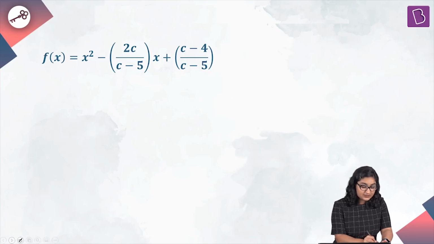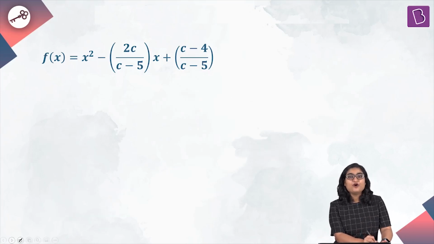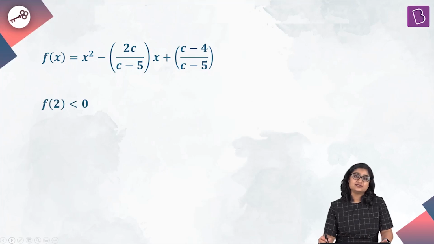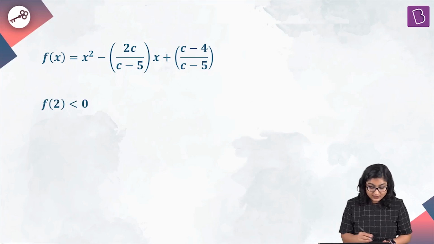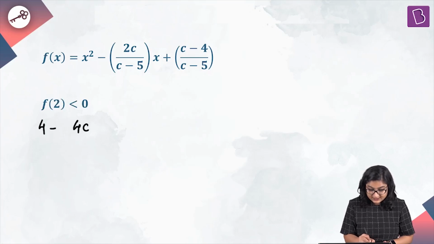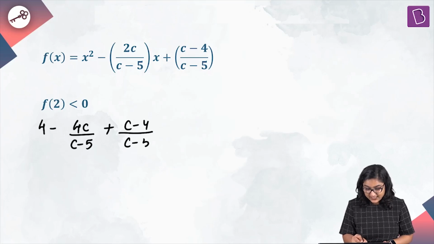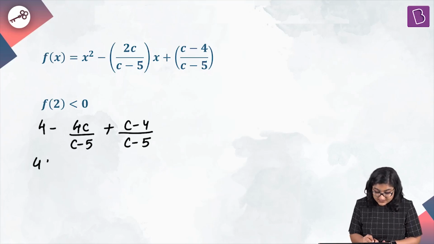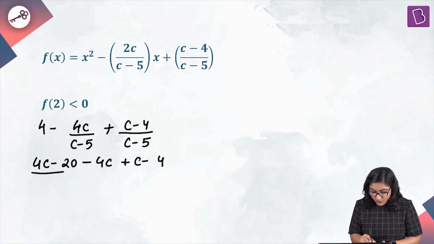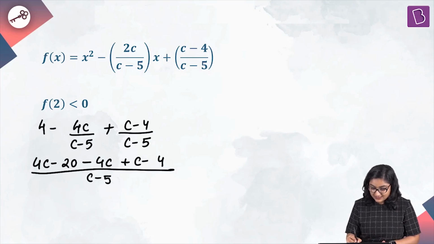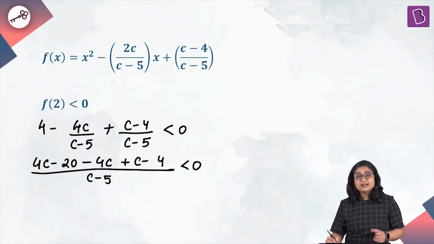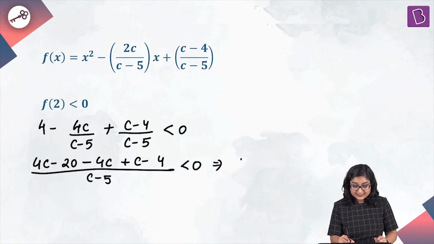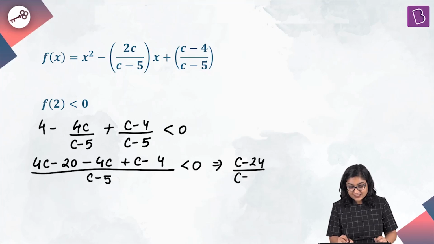Alright. Now let's talk about the second condition, which is f(2) is less than 0. Now what is f(2)? It's (4 − 4c)/(c−5) + (c−4)/(c−5). Now if I simplify this by taking LCM, what I'll get is (4c − 20 − 4c + c − 4) divided by (c−5), and this should be less than 0. Alright, now if I simplify this further, what I get is (c−24)/(c−5) less than 0.